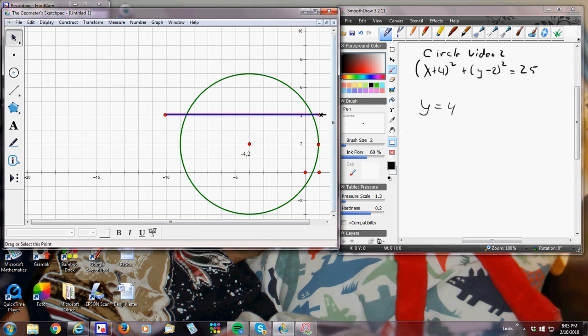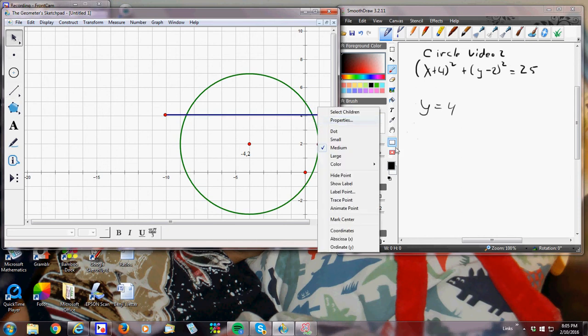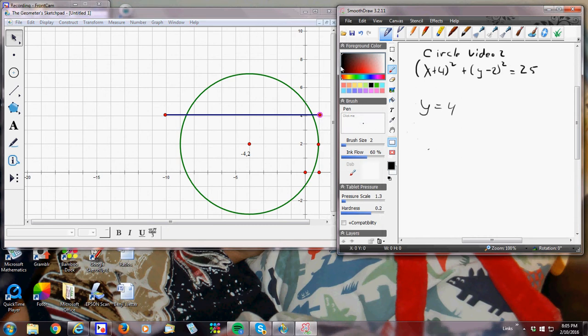So, with that said, we should have two values. So I'm going to go over here and say, if y equals 4, I'm just going to plug this in. Let's just rewrite this whole thing. X plus 4 quantity squared plus 4 minus 2 quantity squared equals 25. And the reason why is because y equals 4.